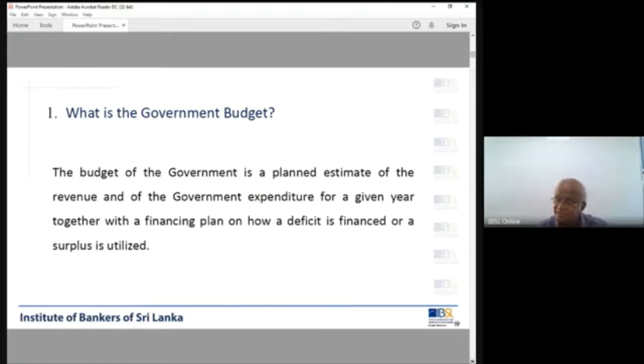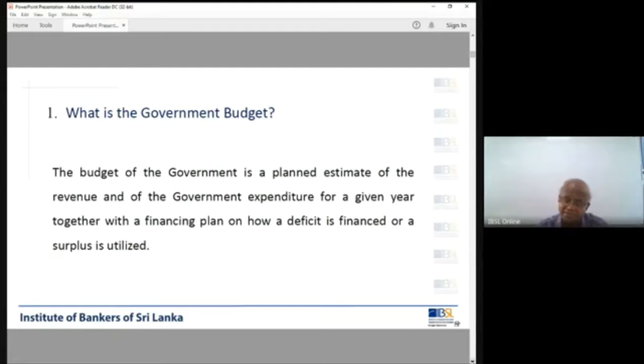When there is a deficit, government has to indicate how they are going to fill the deficit, finance the deficit. Borrowing from where? Foreign, local. If it is local, bank, non-bank. Financing plan.